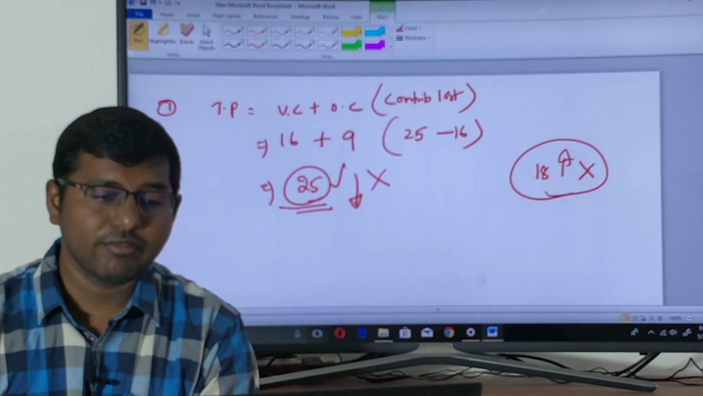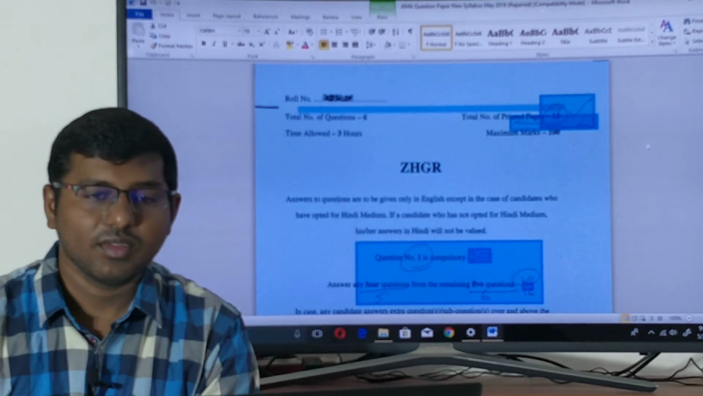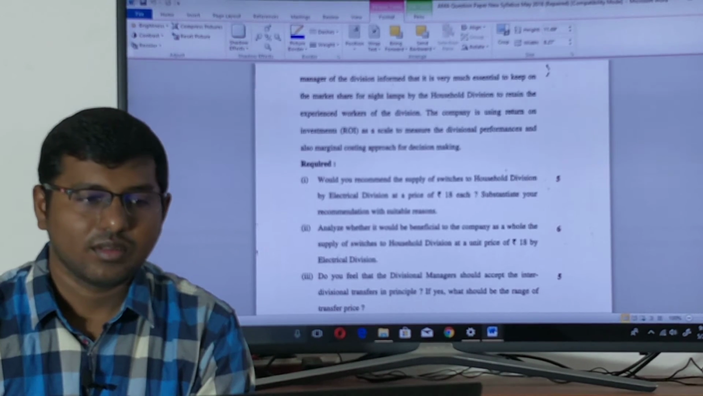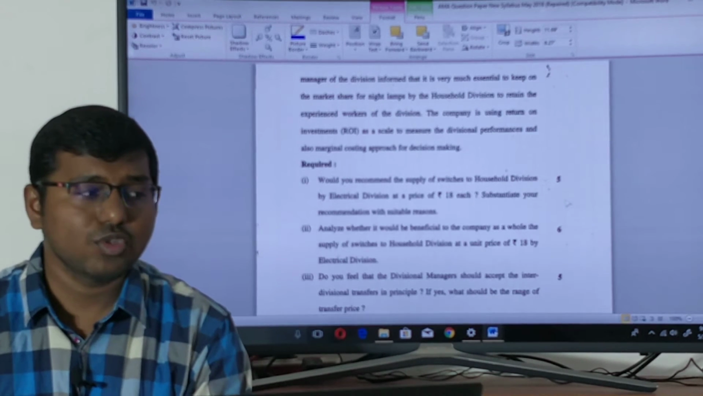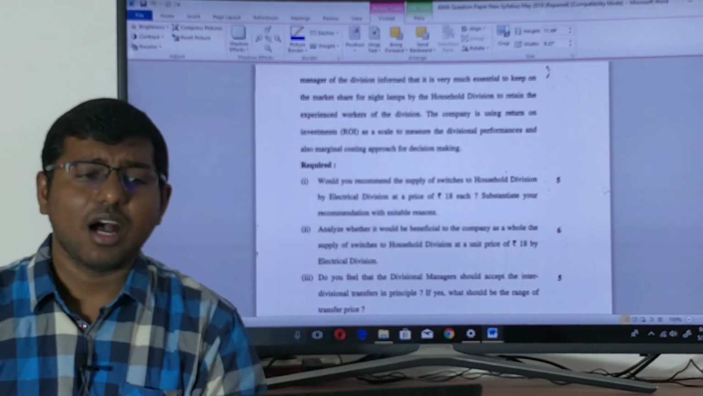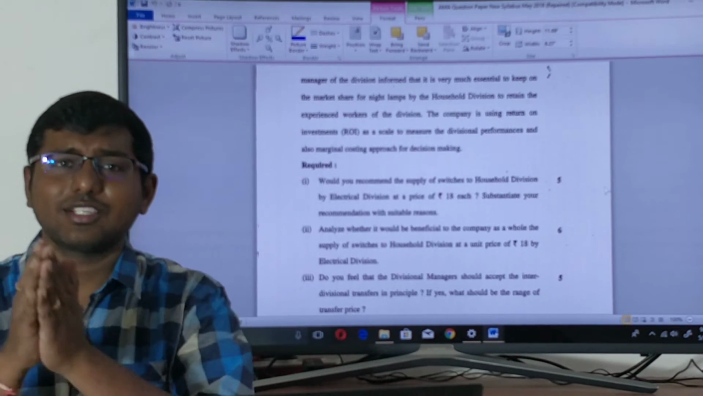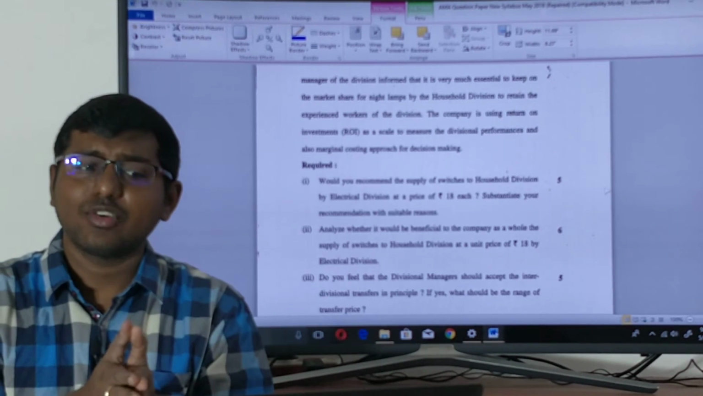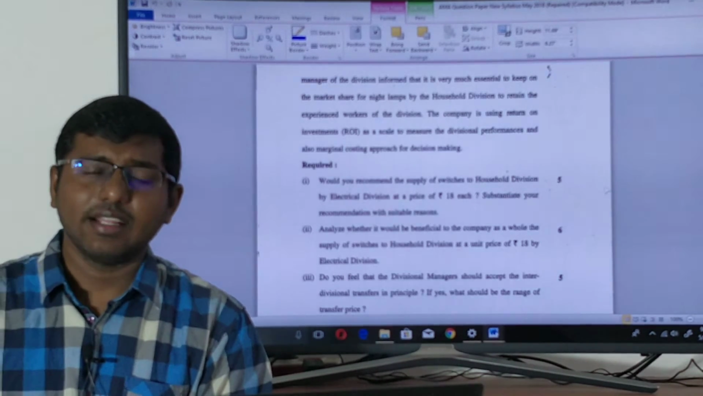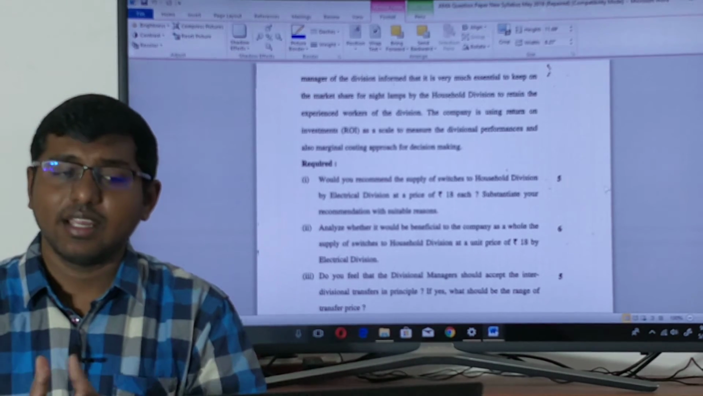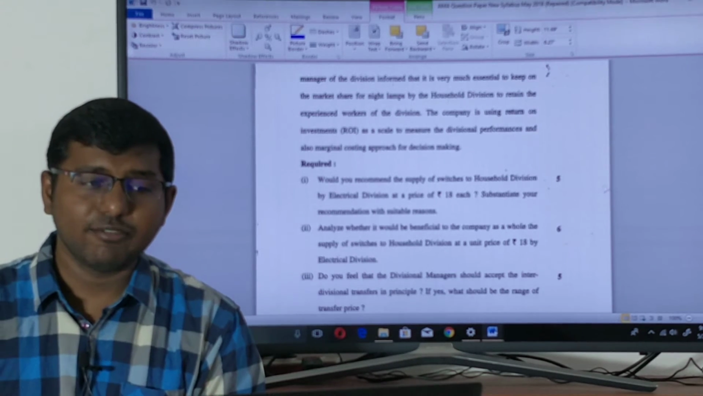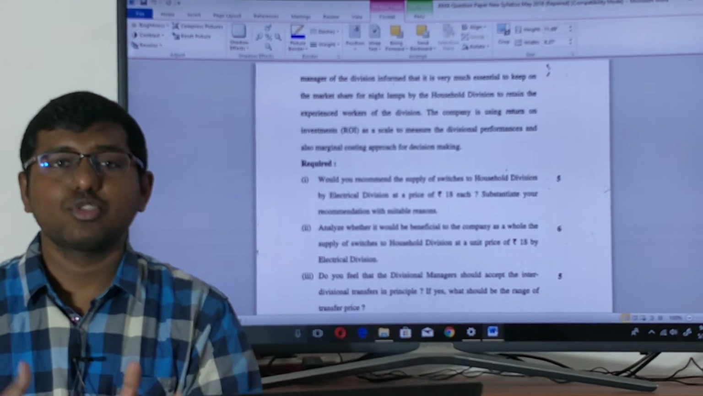So as a result, if you look at the first question, would you recommend the supply of switches to the household division by the electrical division at a price of 18? The answer would be no. The reason is very simple, because the electrical division is already selling all its units to the external market at a price of 25. If it has to transfer any unit to the internal receiving division, then it has to lose 9 rupees, which means the total cost for it will be 25. It cannot transfer at 18, which means creating a loss of 7 rupees for every unit that it transfers internally, and therefore I will not recommend the electrical division transferring the goods to the household division.